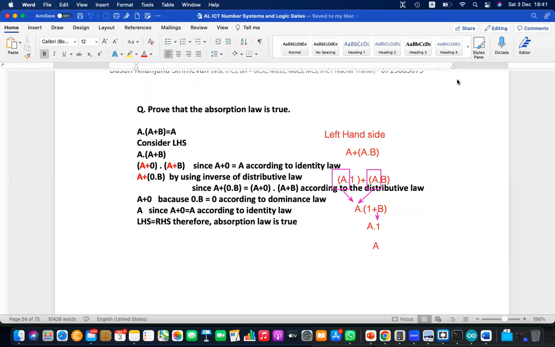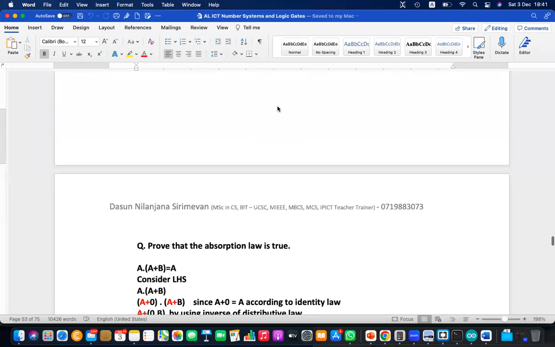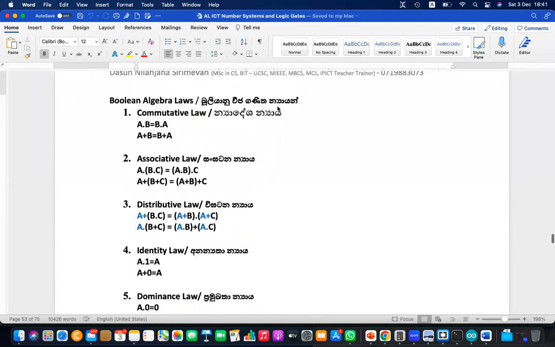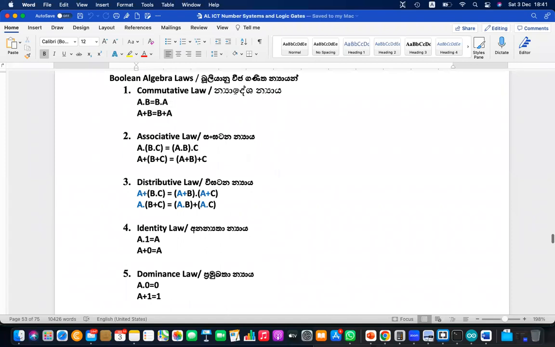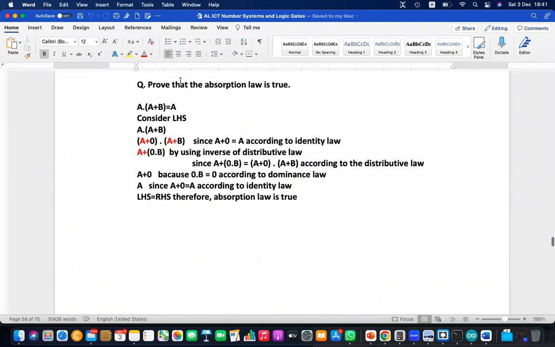Please write down it now. Madhusha, you have to keep space for this one. One page is enough. Boolean algebra laws. Then now the question is this.